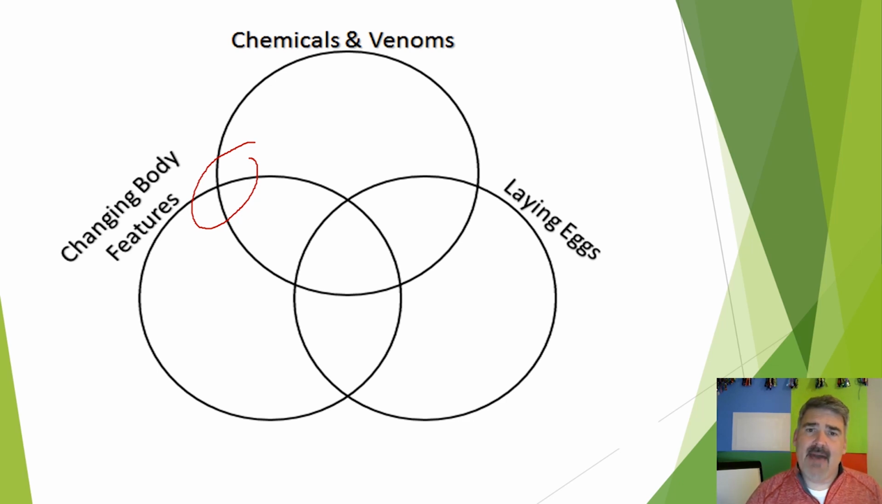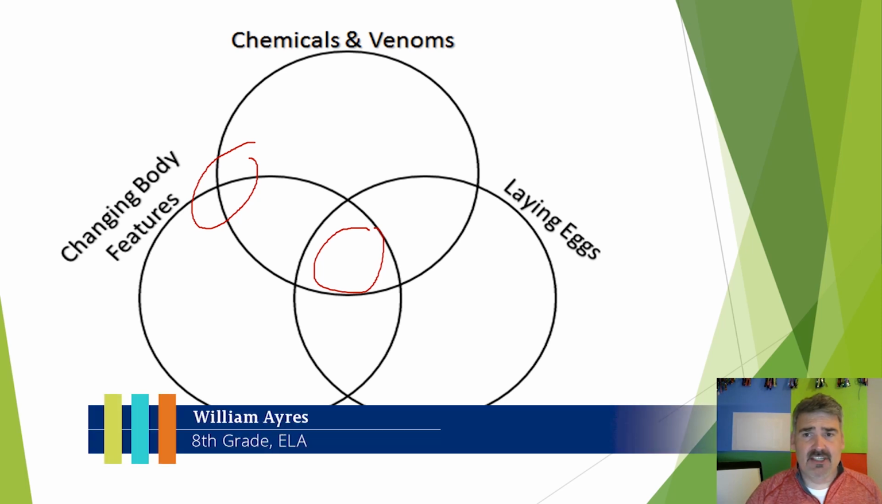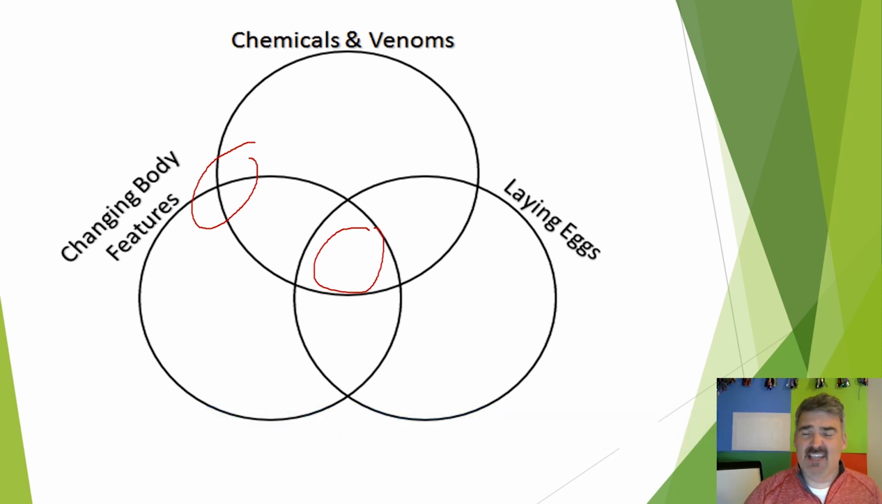If we read about a parasite that changes body features, uses chemicals or venoms, and lays eggs, we'll write its name in the very center. Don't worry about this just yet, though. As we complete this exercise towards the end of the lesson, we'll be very specific about where it needs to go. Just go ahead, if you don't have this diagram, draw it on your paper. Be ready to use it in the class.